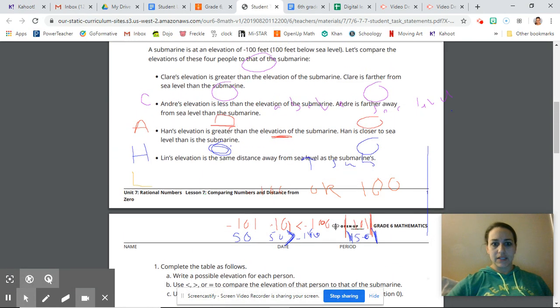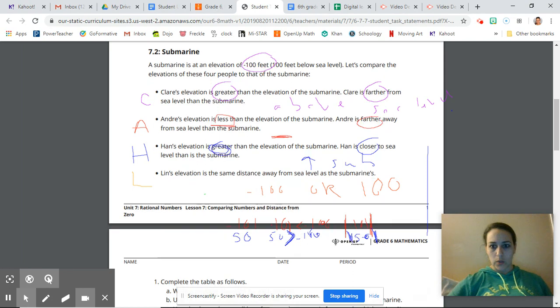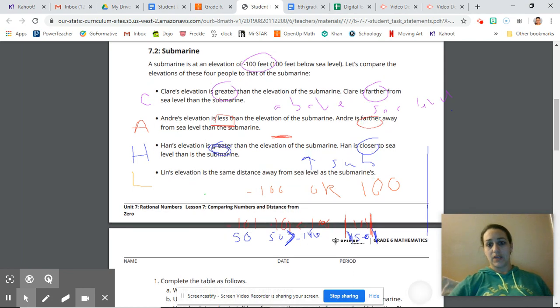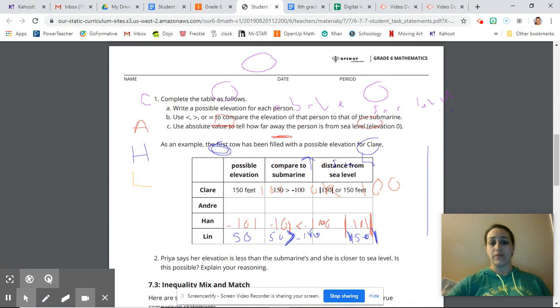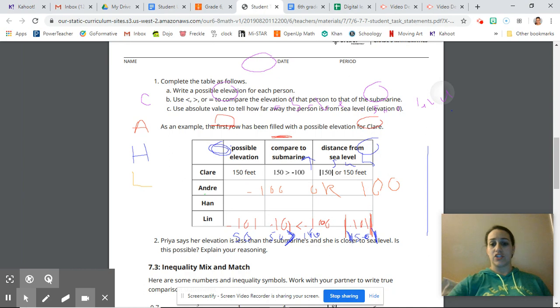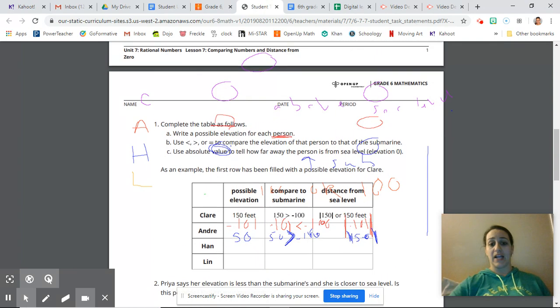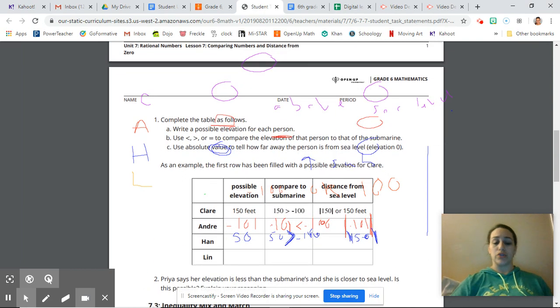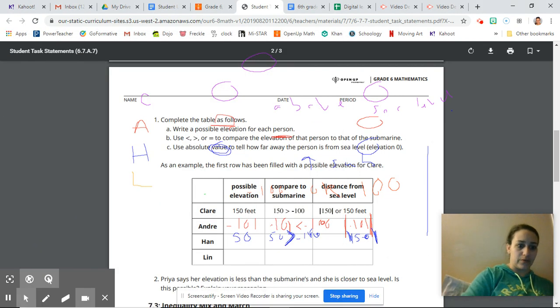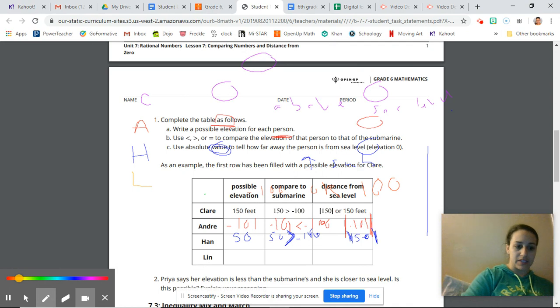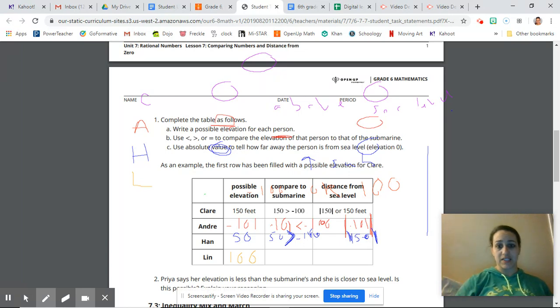All right. Lynn we had in kind of this orangey color. Same distance from sea level as the submarine, so she's 100 feet away from sea level. It doesn't say if she's greater than, less than, positive, or negative, so there we get to choose whether we want her to be above or below. I'm going to quit clicking random things here, or at least I'm trying to. So she's either positive 100 or negative 100 because she's the same distance.